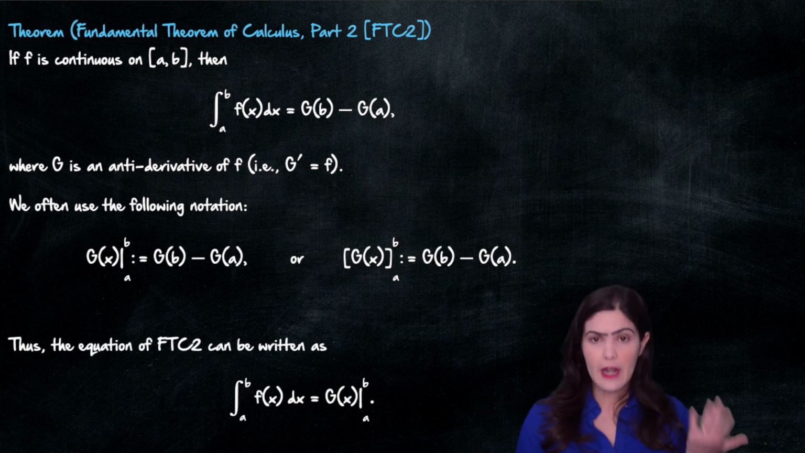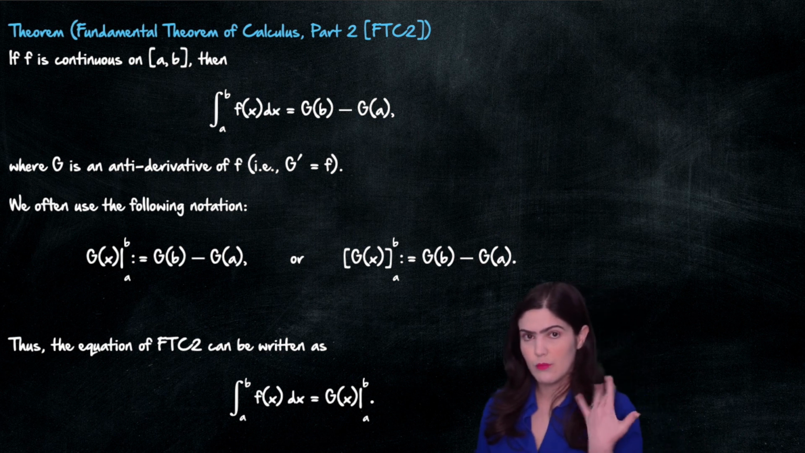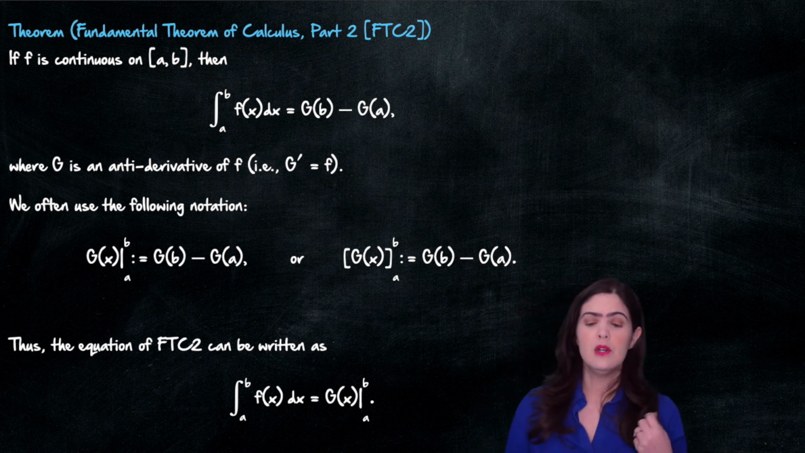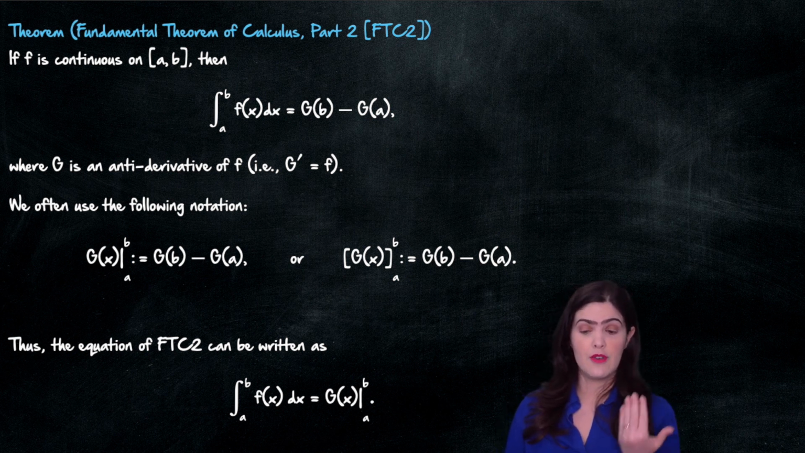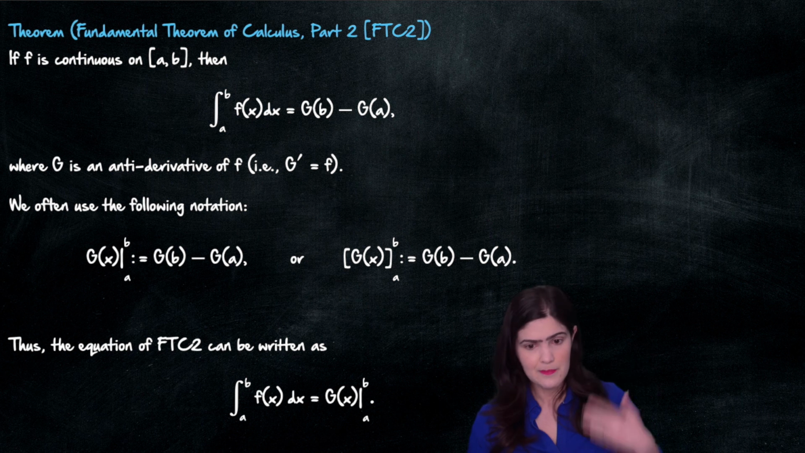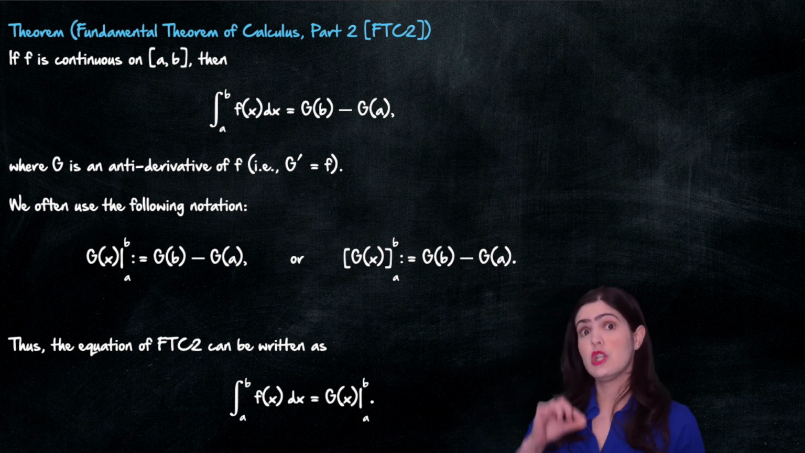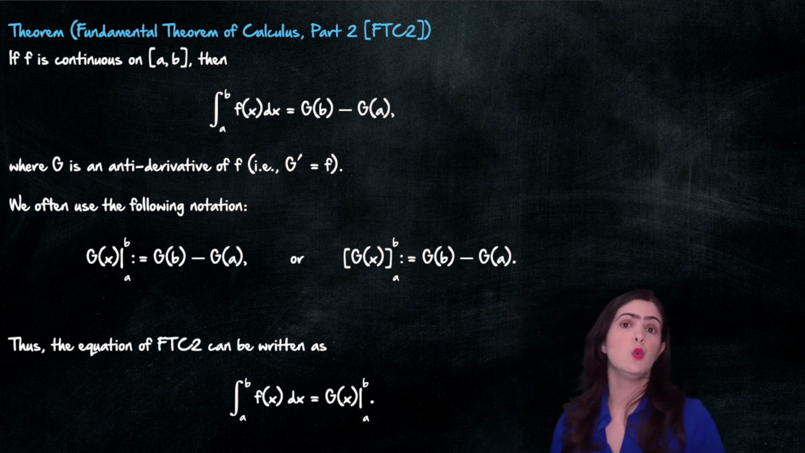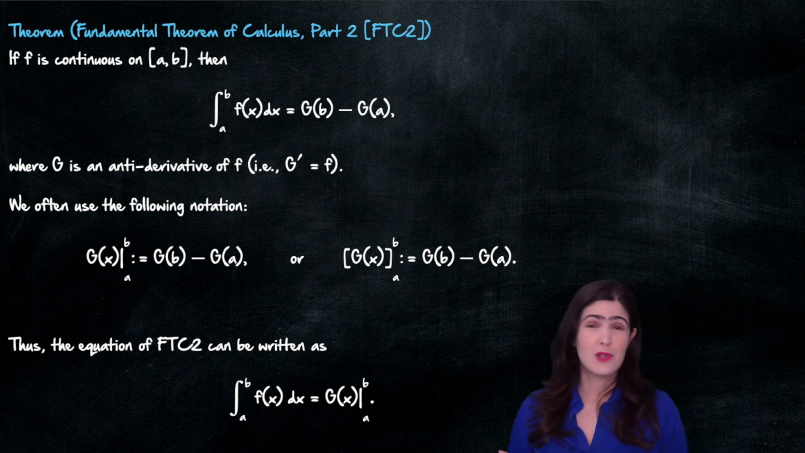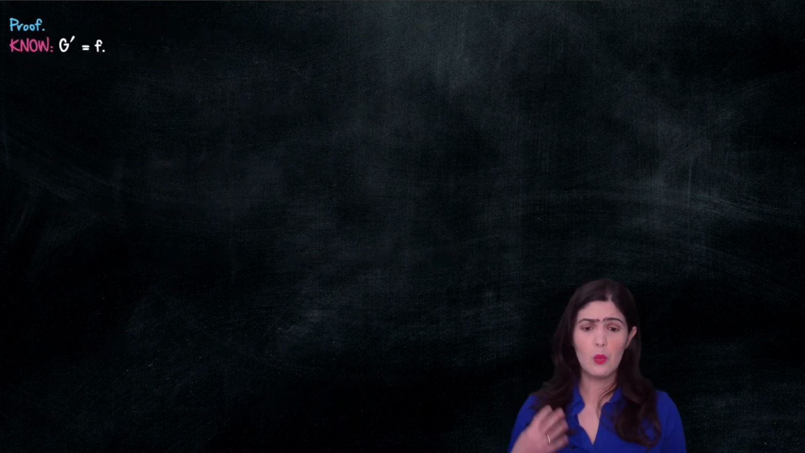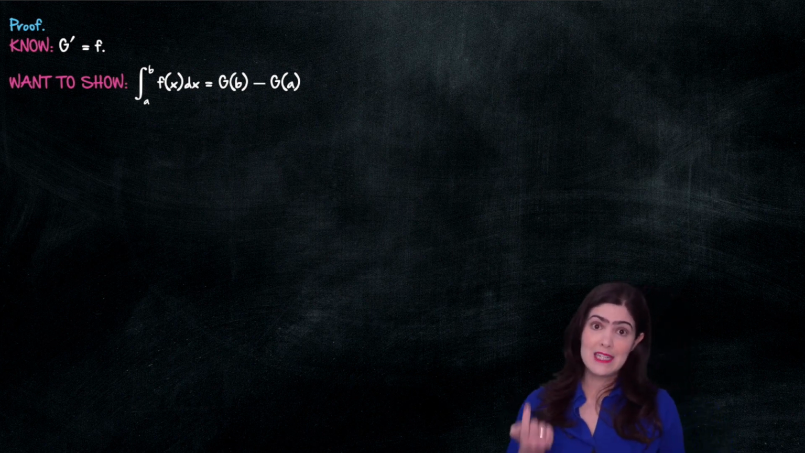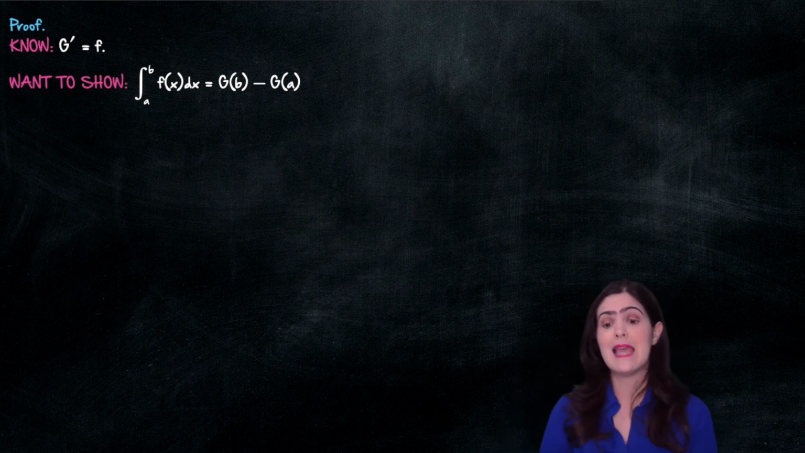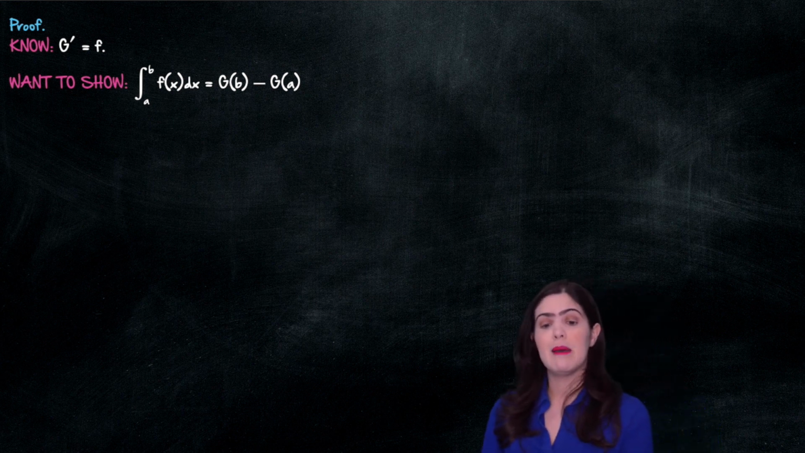So this very often turns into what we do when we're computing integrals, which is that the integral from a to b of f(x) dx is equal to g(x) evaluated from a to b. Remember here, g' is equal to f. This is actually what you do when you compute integrals. Now we're going to just justify it. We know that g' is equal to f, and we want to show that the integral from a to b of f(x) dx is equal to g(b) minus g(a).